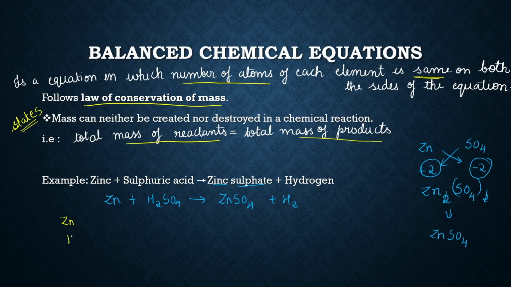I'll first write out all the elements of the particular reaction. Then the numbers: here zinc is 1, hydrogen is 2, sulfur is 1 and oxygen is 4. And on the product side, zinc is 1, sulfur is also 1, hydrogen is 2, oxygen is 4. Now if you observe, all the elements are balanced. So the equation that is given to you is itself balanced.